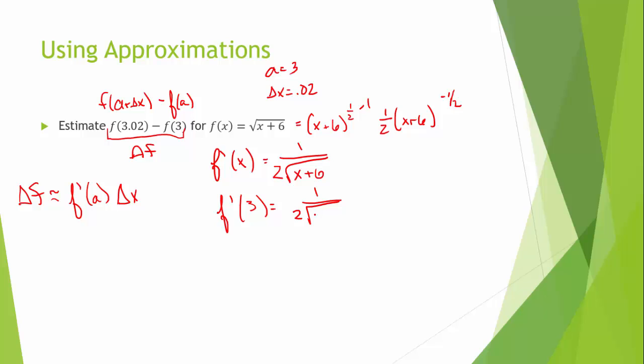So I get 1 over 2 times the square root of 3 plus 6, which is going to be 1/6, because that's going to be 9, and we take the root of it to get 3. So that is going to be my f prime of a. My delta x will be 0.02. So it looks like delta f is going to be 0.003333, and the 3's repeat, so you can put bars over that if you'd like. Okay, that's the idea here.